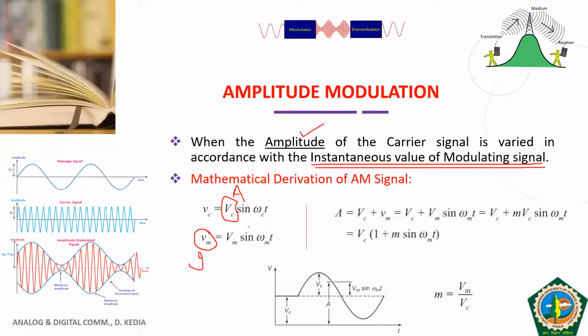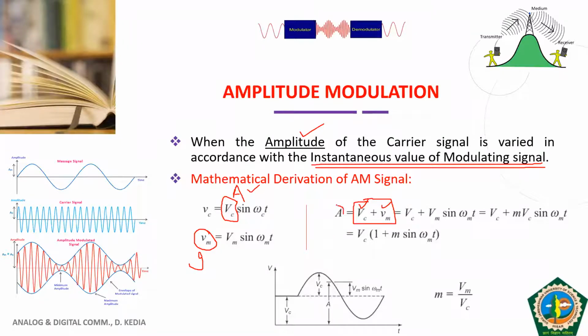So we have to vary this amplitude in accordance with the instantaneous value. Or in other words, we have to superimpose the amplitude of the carrier and the instantaneous value of the modulating signal. So if you do that, this is what we get. We have to add the amplitude of the carrier with the instantaneous value of the modulating signal. I think this is clear to all of you. Capital Vc is the amplitude of the carrier. Small vm is the instantaneous value. This is not capital Vm. This is small vm.